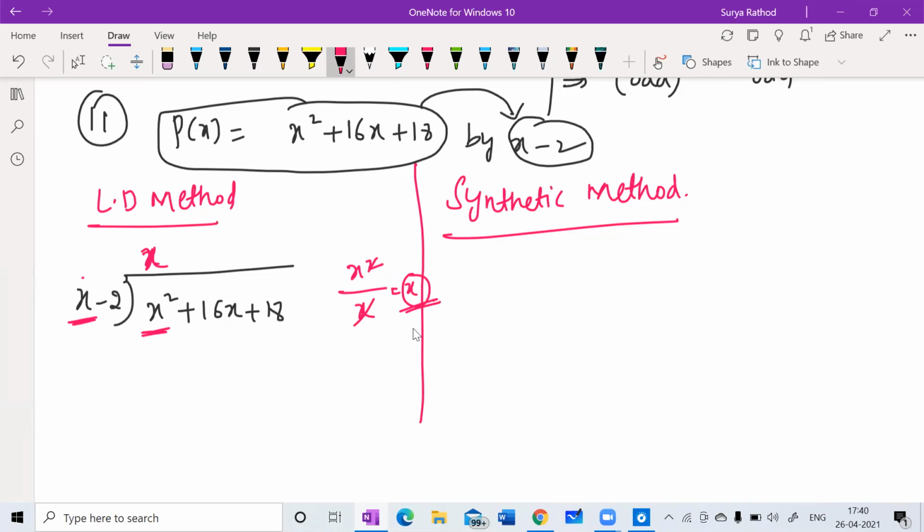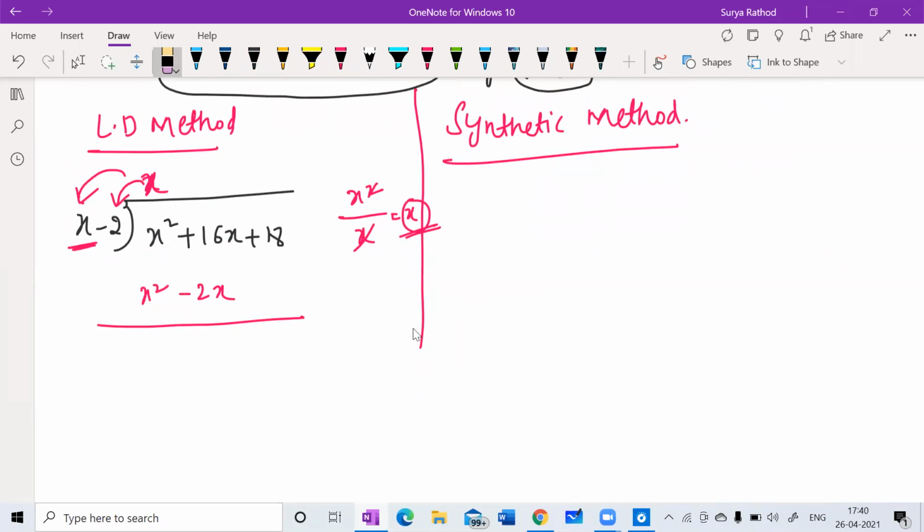So now x into x, x square, and x into minus 2 is what? Minus 2x. All right. So here signs will get changed. So plus x square minus x square will get cancelled. 16x plus 2x is going to give me 18x. And this 18 I'm carrying over here. Plus 18 as it is I'm writing.